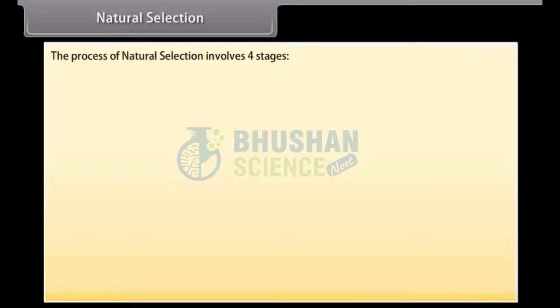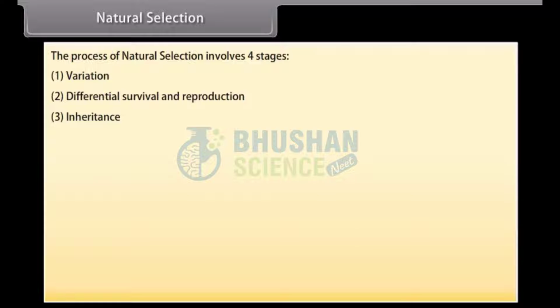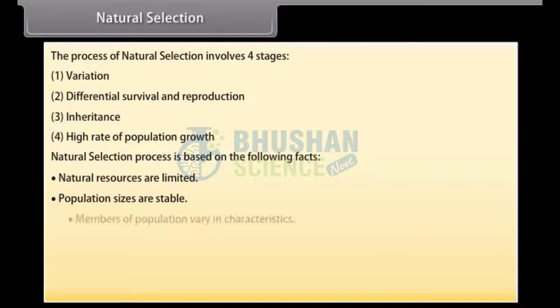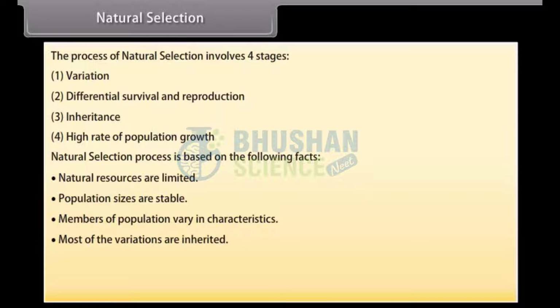Natural selection. The process of natural selection involves 4 stages: variation, differential survival and reproduction, inheritance, high rate of population growth. Natural selection process is based on the following facts. Natural resources are limited. Population sizes are stable. Members of population vary in characteristics. Most of the variations are inherited.